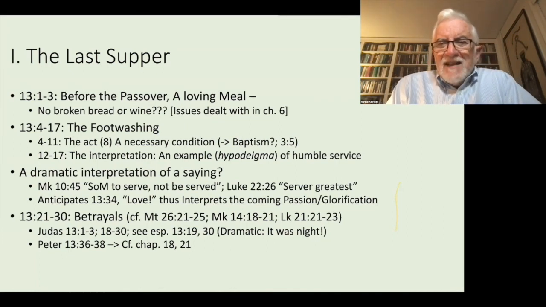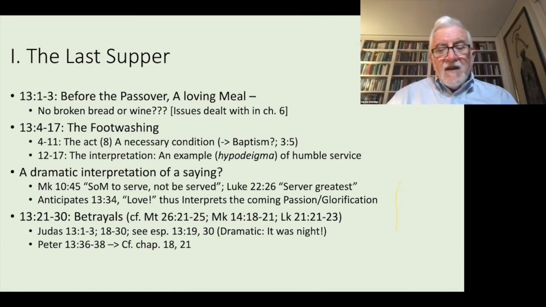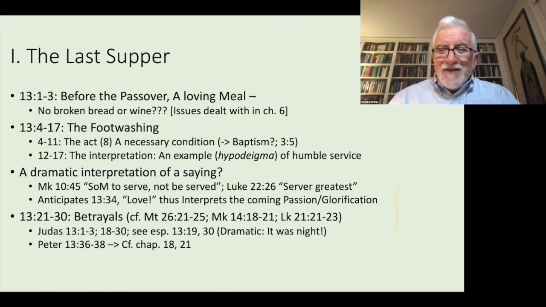And that betrayal taking place is signified in terms of the symbol of darkness and light. The dramatic reference to it being night when Judas goes out signals that whole business. And it's interesting that Peter is also involved in the possibility of denial, anticipating what goes on in chapter 18, and his rehabilitation in chapter 21.